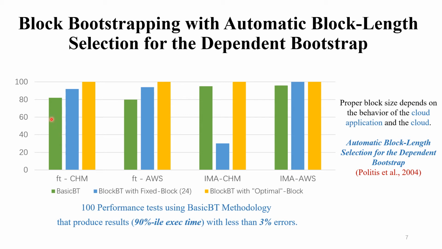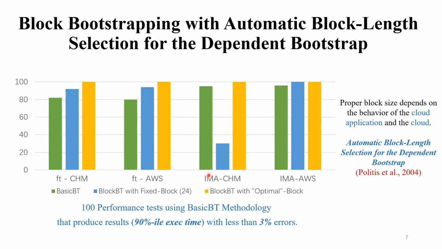We can see from the graph that while replacing basic bootstrapping with block bootstrapping using fixed block size, for most of the applications, the accuracy has improved. However, for this example, the accuracy even decreased, and this reflects the issue that proper block size depends on the behavior of the cloud application and the cloud platforms.